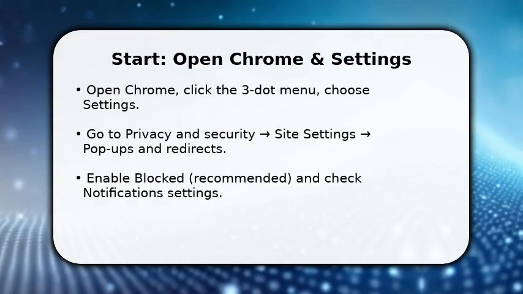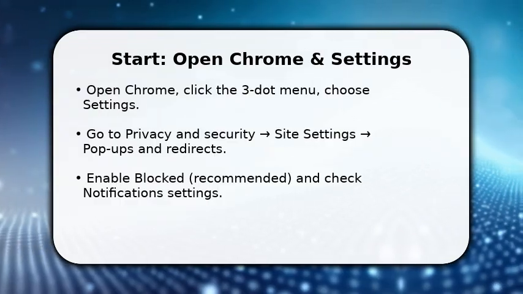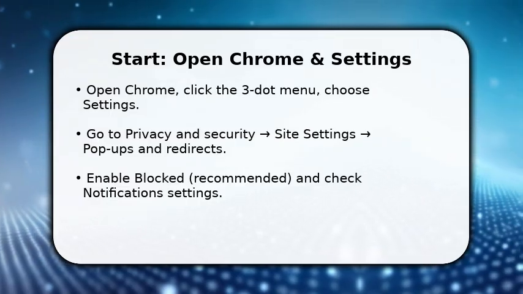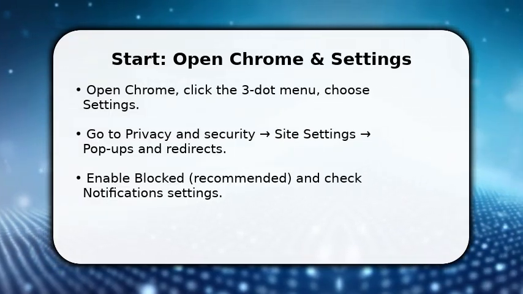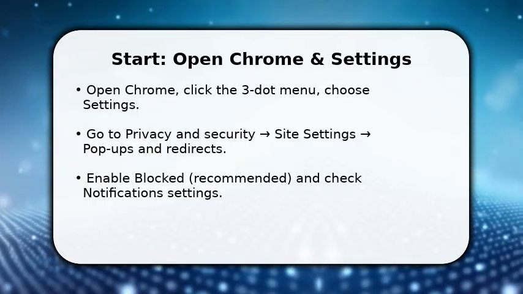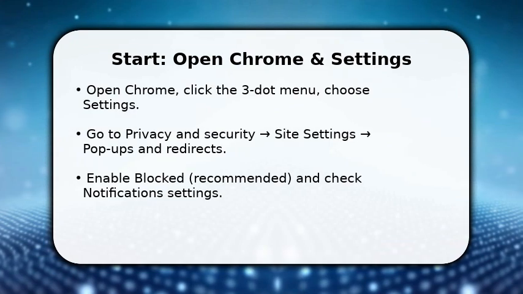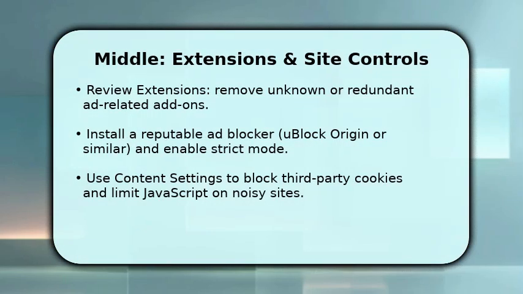Next, check notifications and remove sites that can send alerts. These first steps close most ad vectors because pop-ups and push notifications are common ad carriers. Once done, proceed to Extensions and Content Filters to catch harder-to-block ad sources. Now focus on extensions and more granular site controls to stop persistent ads.